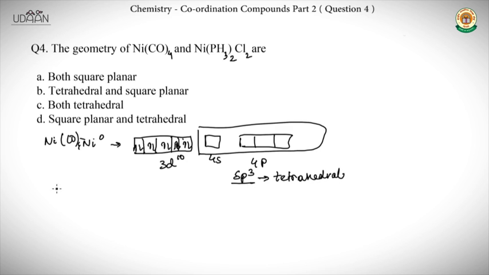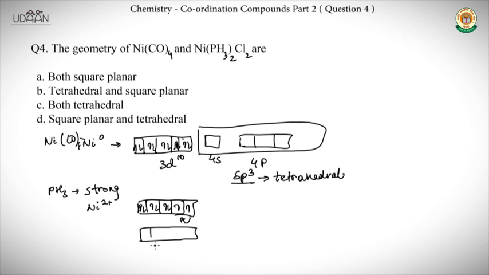And the second has a PH3 ligand, which is a strong ligand. In this case, we've been given Ni2+. So as we found before, Ni2+ has this configuration. But because this is a strong field ligand, the two electrons would be paired up. So this will be the configuration.